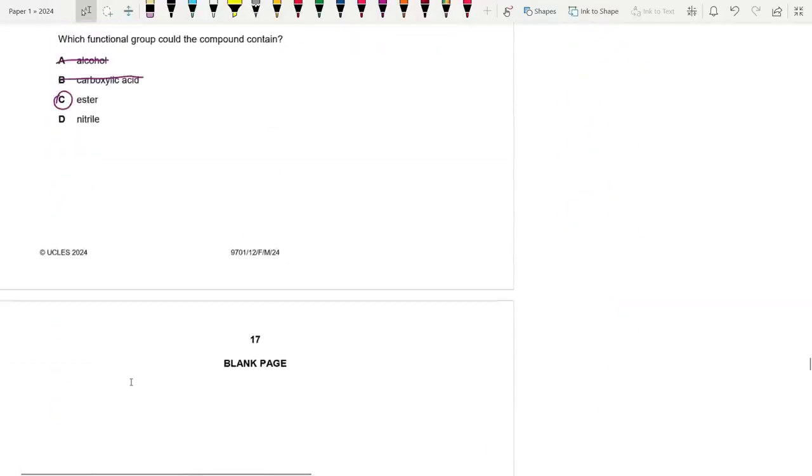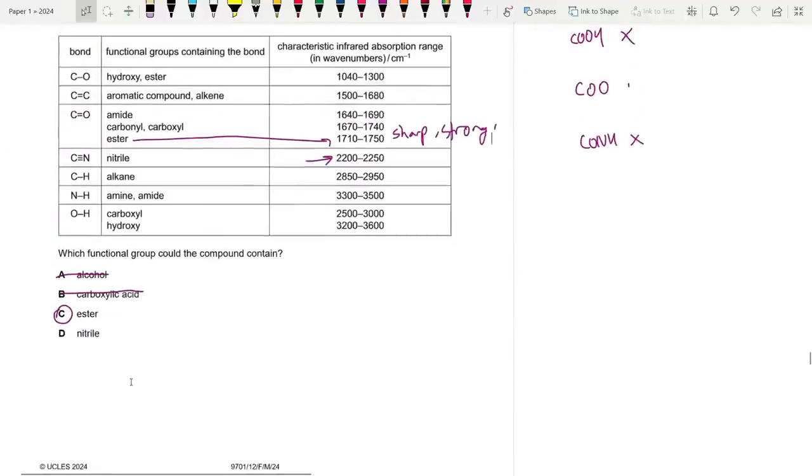Anyway, we've solved the paper. I think it was relatively hard, the first 20, but afterwards it was a breeze. The organic ones were especially very easy. Hopefully I could explain everything in a concise and quick way.